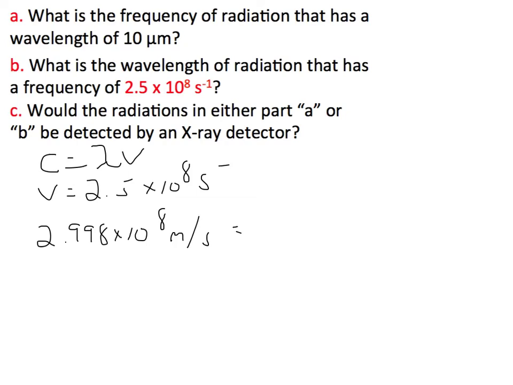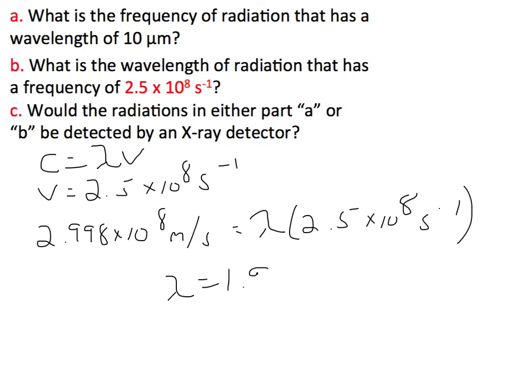We have that equal to lambda, which we're solving for, times the frequency, 2.5 times 10 to the 8 inverse seconds. Okay, and so we solve for lambda, and so the wavelength is equal to 1.1992 meters, which is equal to 1.2 meters.